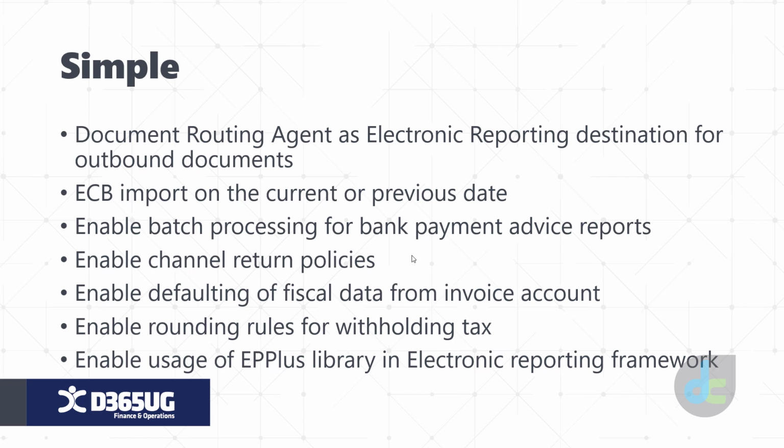Next, we have document routing agent for electronic reporting. So this now lets you use any of the print destinations available in the document routing agent for electronic reporting. So if you have a PDF printer or a file printer, really anything you can print to, that now becomes available for electronic reporting.